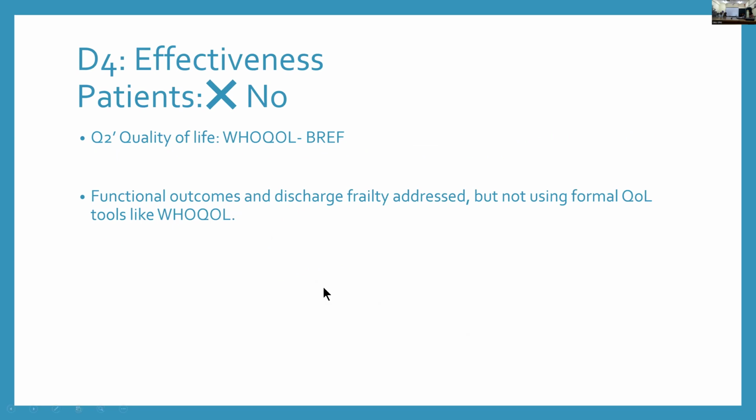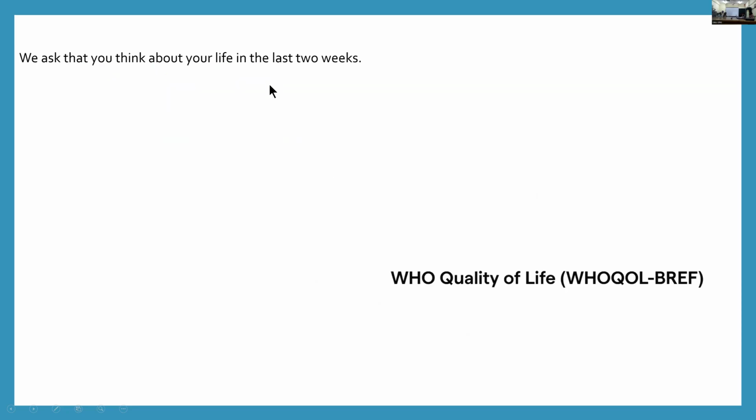Effectiveness based on the quality of life. Based on this, the quality of life has to be reported using the WHO Quality of Life Brief Questionnaire. In this study, they have looked at functional outcome, discharge, and frailty, but they have not used a formal questionnaire. So what is the WHO Quality of Life Questionnaire?